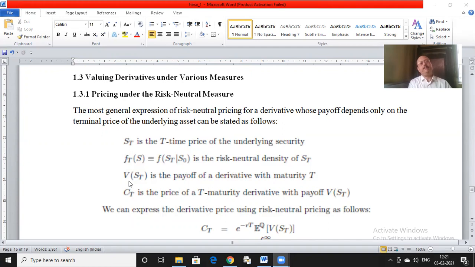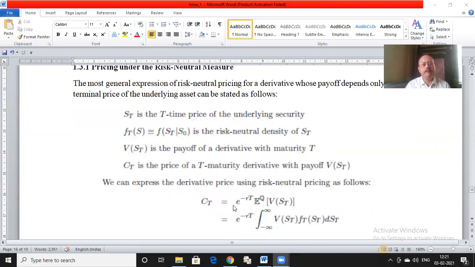We are interested in some derivative. Suppose V(S_T) is the payoff of that derivative at maturity. So at maturity, our payoff is V. We want to find the price of that derivative, which is C_T. So C_T is the price of a T-maturity derivative with payoff V, where the stock price will become S_T at time T.